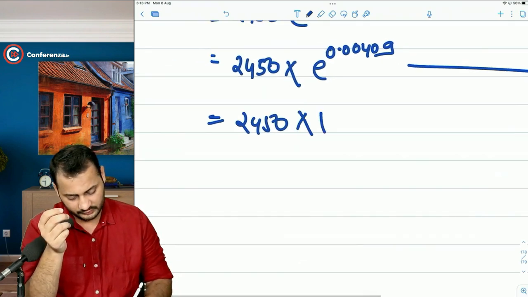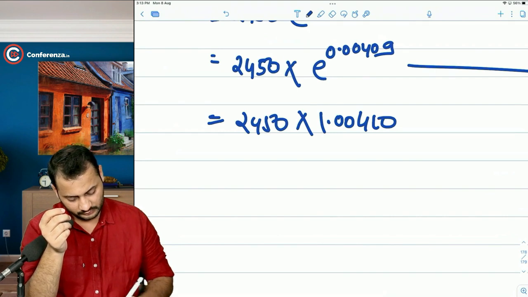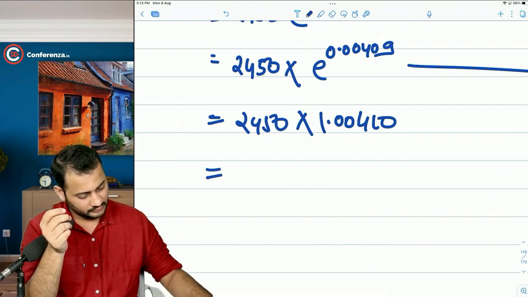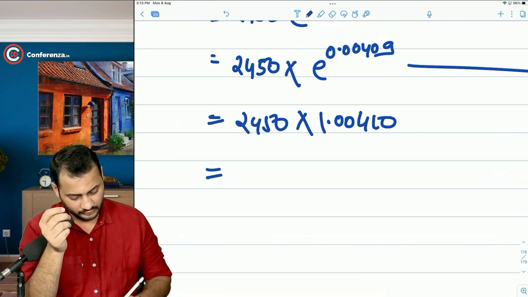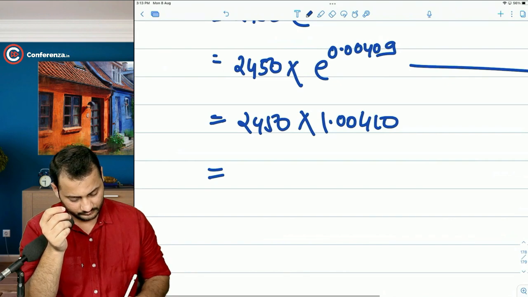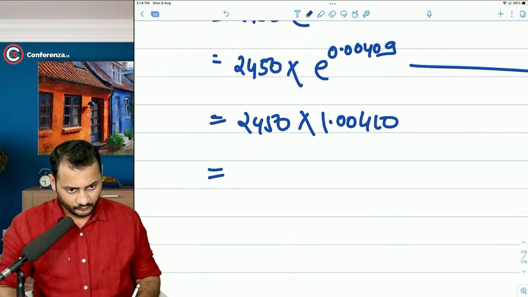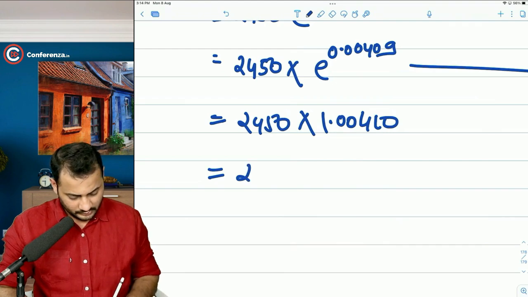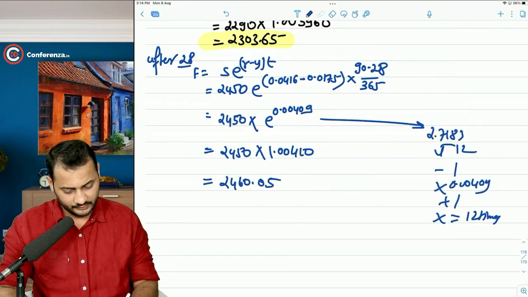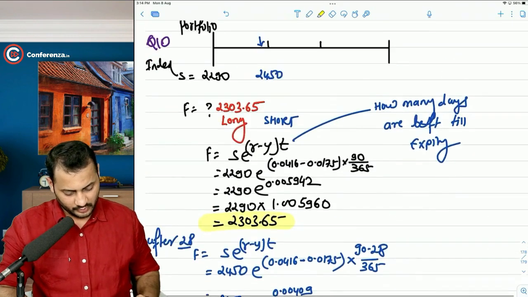1.0040410 itself, and the answer is 24. Just a second. And the answer is 2460.05. Simple. So have a look.